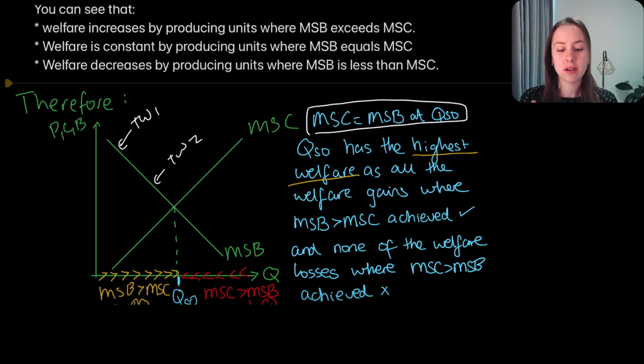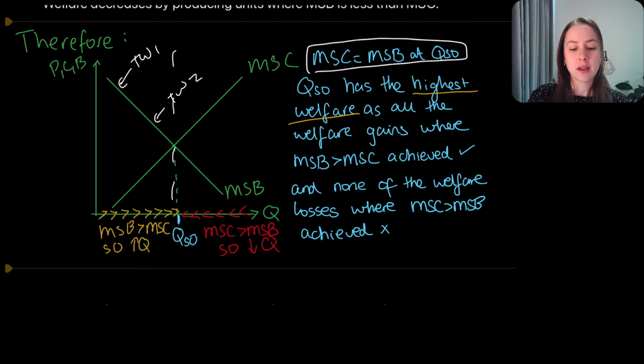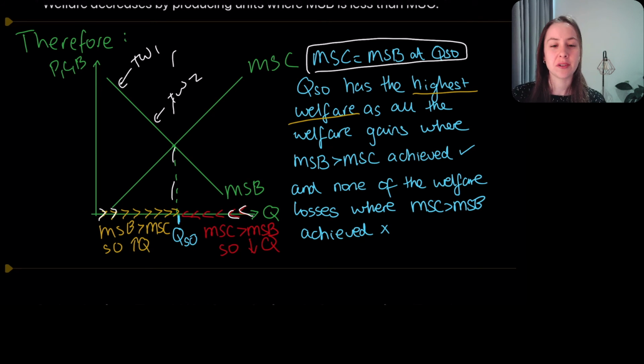But at the same time, if you were on the right hand side of this QSO, the cost would have been higher than the benefit for those units. So if you produce those units, you would have been decreasing welfare. So that doesn't make sense. You don't want to be doing that if you want to increase total welfare. So you should be avoiding all those units. So that's why I've got these arrow things telling you to avoid those units. And whenever the benefit is higher than the cost, actually produce those units.